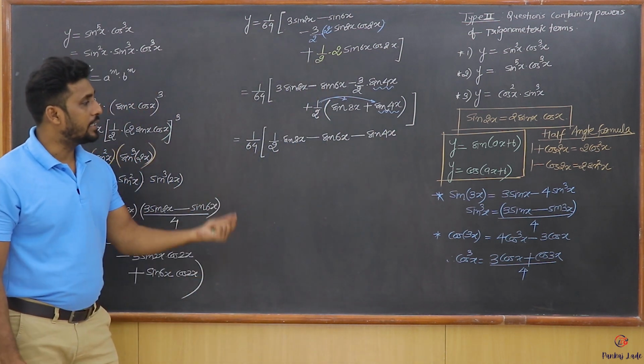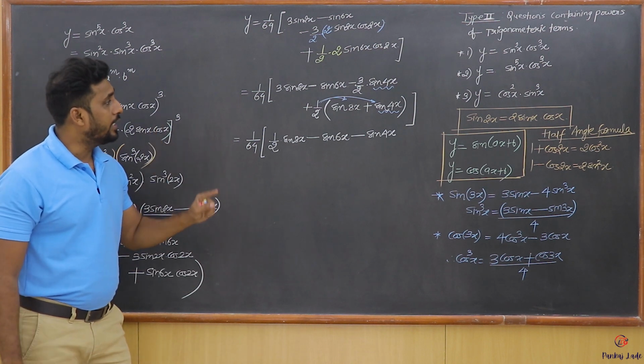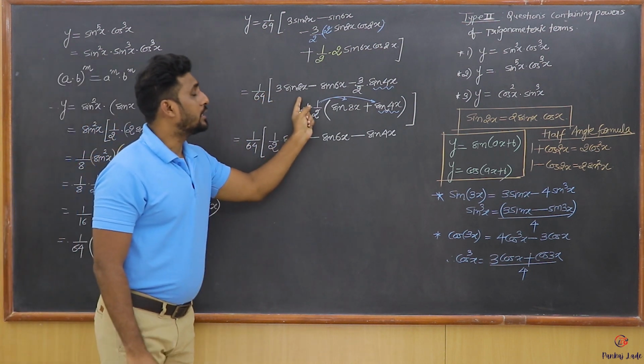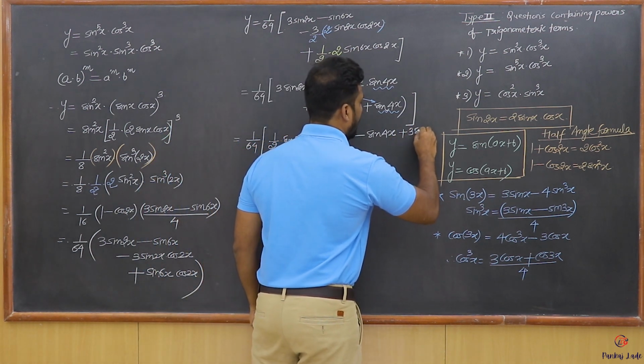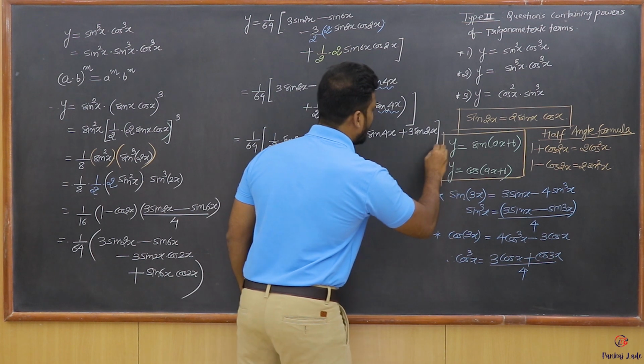So that is sine 8x, sine 6x, sine 4x, and finally the last term is going to be 3 sine 2x. So let's write the last term, plus 3 sine 2x, and you should be closing your bracket.